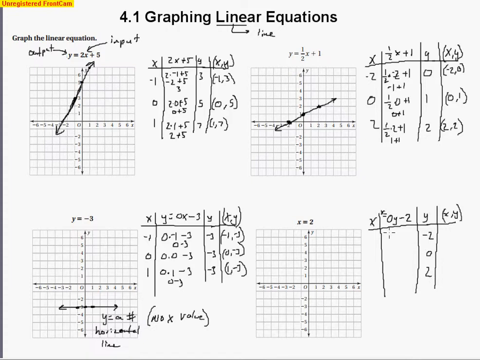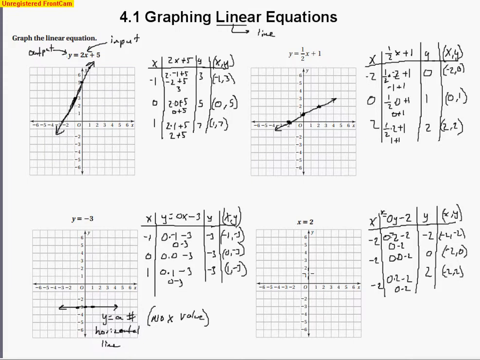So you see, if I plug in -2 for y, I'd end up with 0 times -2. And then minus 2 gives me 0 minus 2 makes -2. So I get an input of -2. Here I have 0 times 0, which is 0 minus 2, gives me -2. 2 in for y, 0 times 2 makes 0. 0 minus 2 makes -2. So no matter what the y value, x is always -2. So -2 comma 0 and -2 comma 2.